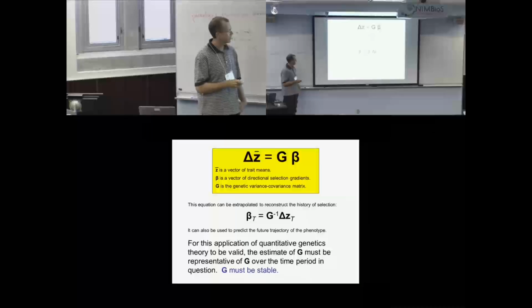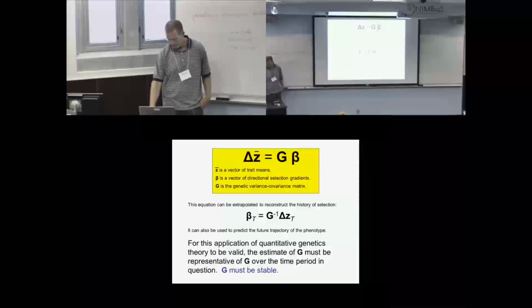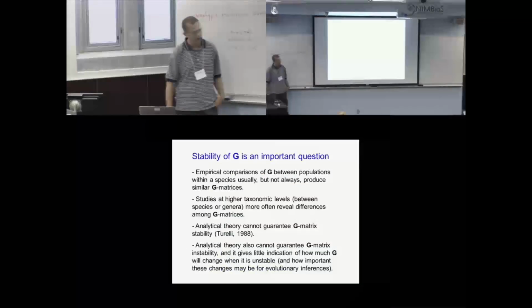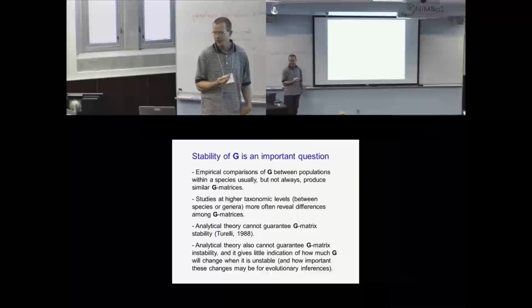All right, but like Steve said, for quantitative genetics theory to be valid, the estimate of G has to be representative of G for the time period you're interested in, right? So G has to be relatively stable for whatever period of time you're interested in talking about. And that motivated the work that we did on the G matrix. The question was, how often and under what circumstances does a G matrix remain stable enough that you can actually infer things about the population using it?